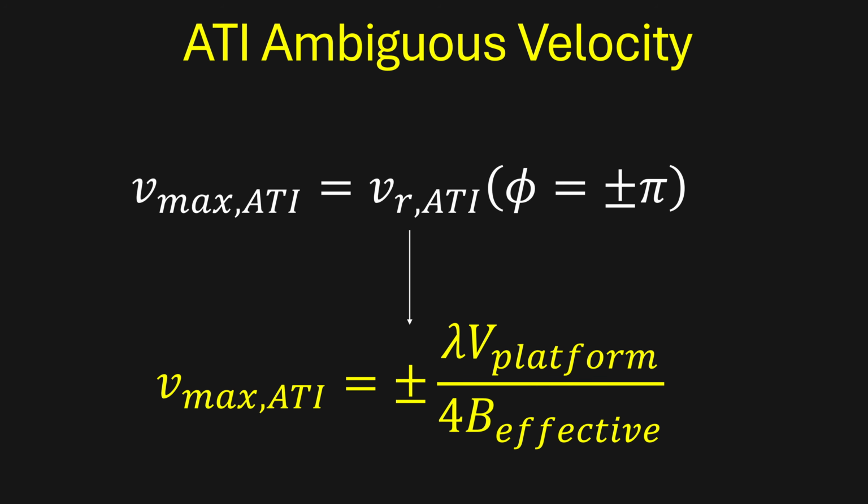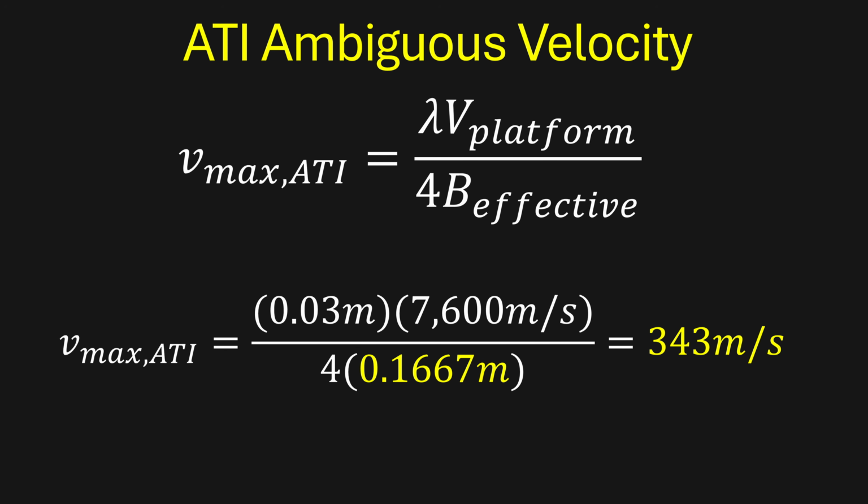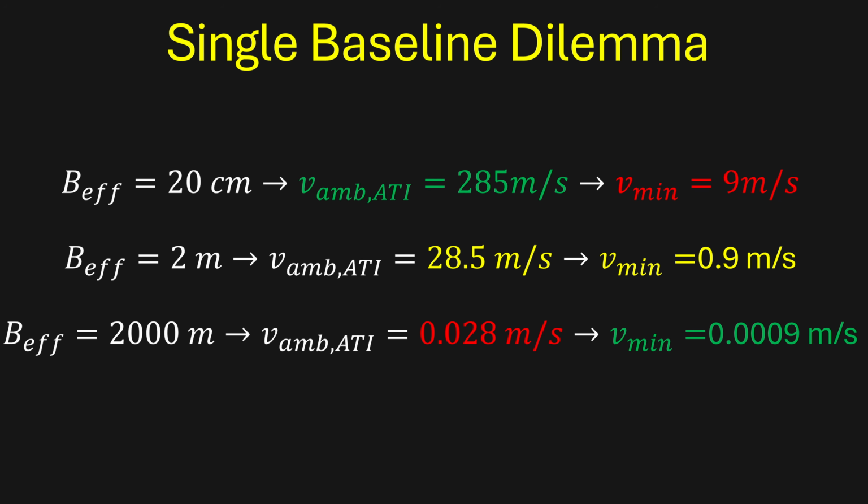We can then solve for the velocity that causes this aliasing. For my scenario, the baseline must be smaller than 17 centimeters to unambiguously sample targets moving at Mach 1 or faster radially. So for the bistatic case with just one baseline, we have a dilemma with the trade-off between detecting slow targets and unambiguously detecting fast targets.